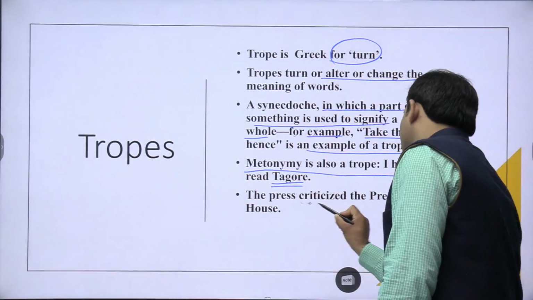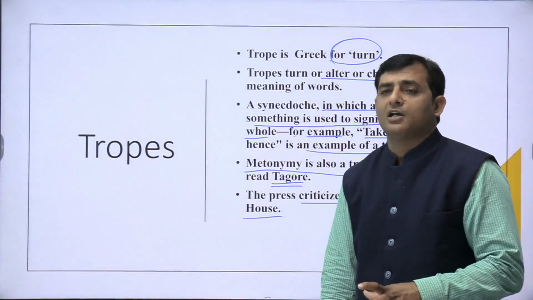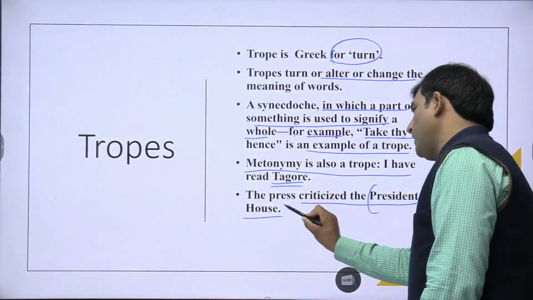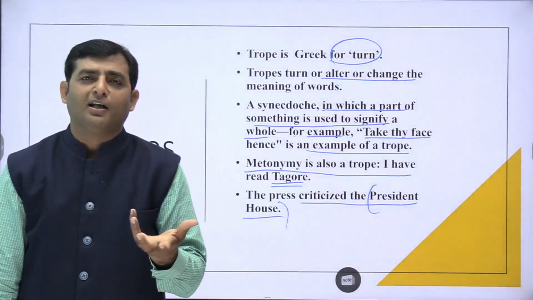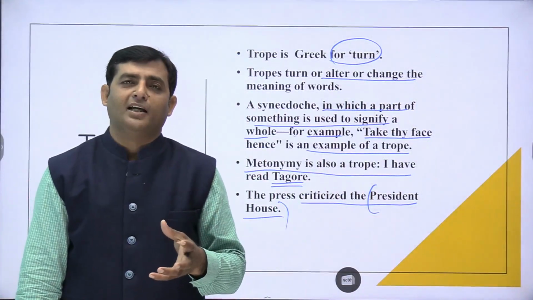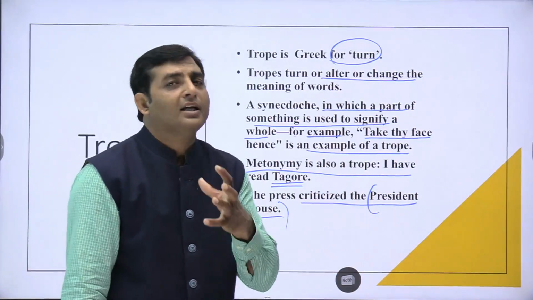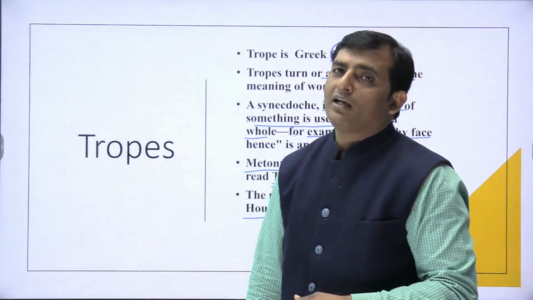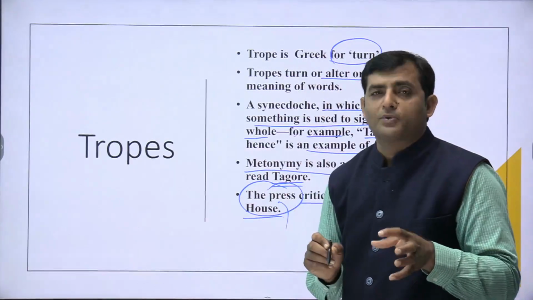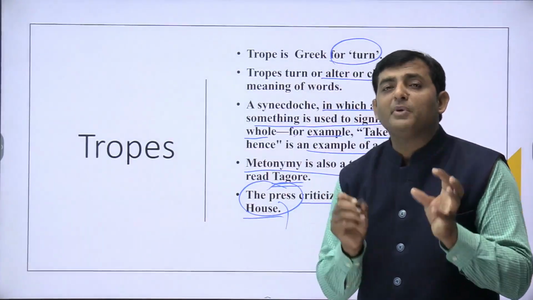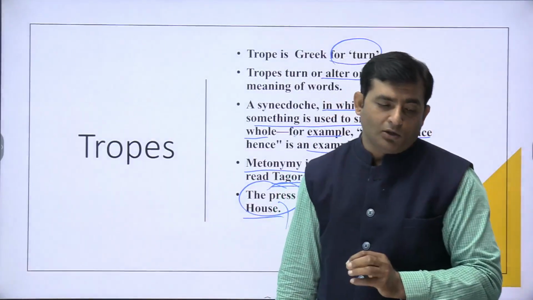The press criticized the President's house. The President's house is a building and a building cannot be criticized. How can anybody criticize a building? Hence, the President's house represents the President. This is called metonymy. The press means media. That is called tropes. Tropes means turn, where meaning is redirected.